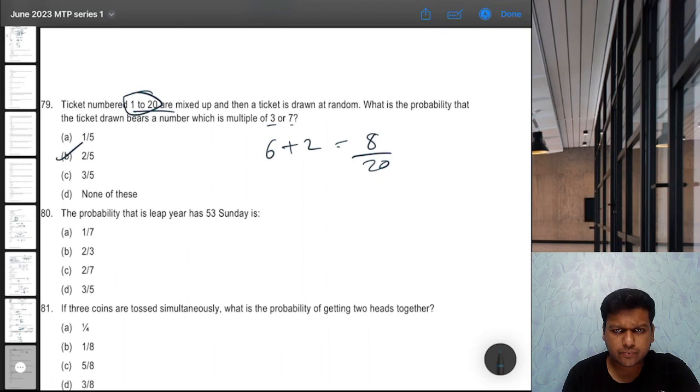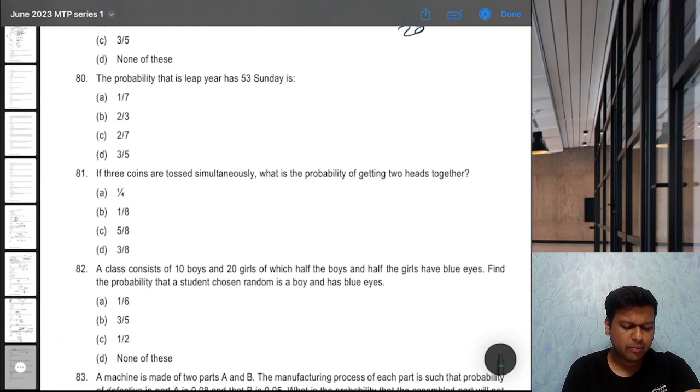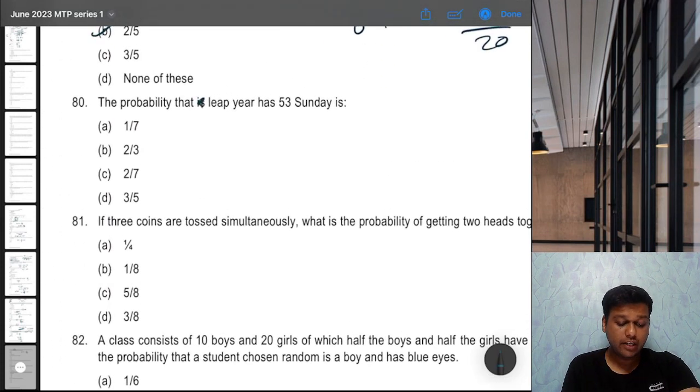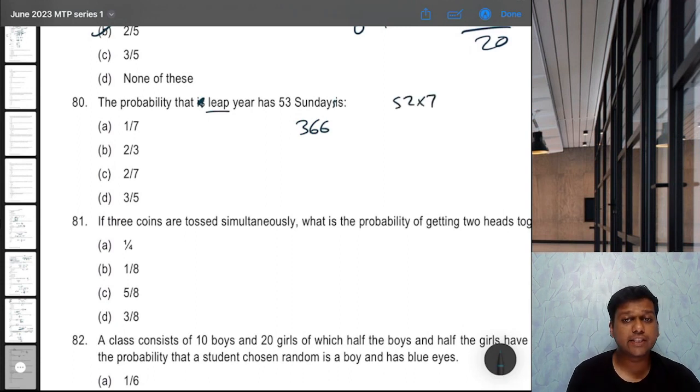Okay, next, 80. The probability that a leap year has 53 Sundays is, okay, just give me a minute. Yes. Probability that a leap year has 53 Sundays. Leap year has how many days? 366. Okay. That is, if you see 52 weeks is how much? 52 into 7. Check. 364 days. So can I say it is 52 weeks plus 2 days.